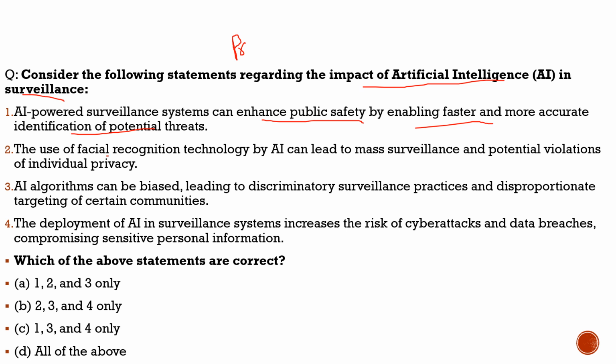Second, the use of facial recognition technology by AI can lead to mass surveillance and potential violation of individual privacy, which we discussed. 100% correct. AI algorithms can be biased, leading to discriminatory surveillance practices and disproportionate targeting of certain communities. 100% correct. We have seen such cases, where many questions were asked to ChatGPT and it showed its bias towards some communities. And the fourth statement: the deployment of AI in surveillance systems increases the risk of cyber attacks and data breaches compromising sensitive personal information. 100% correct. So with respect to this question, all four statements are correct, and the correct answer is option D.